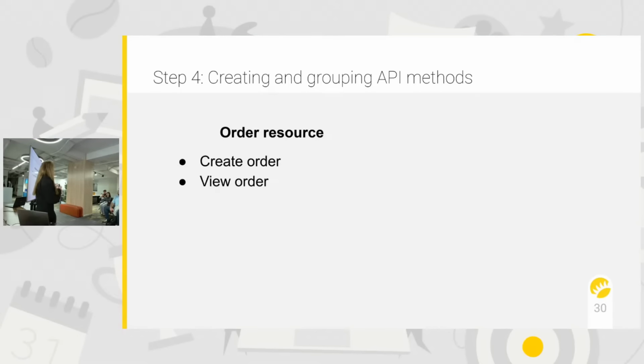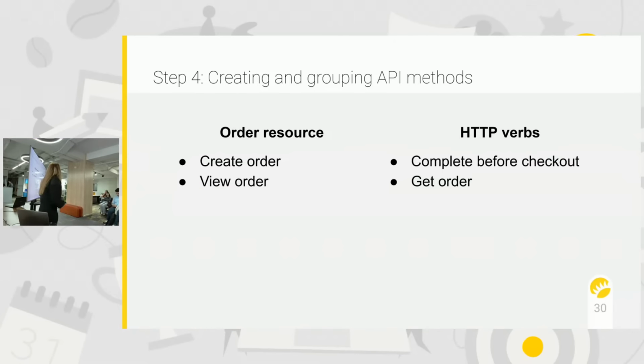Now, okay, we have gone through item, we have gone through cart, and let's talk about order resource. So here, create order. It's the same as checkout, and view order. By saying it's the same with checkout, it's completed before checkout. And to view order, we use get order API.